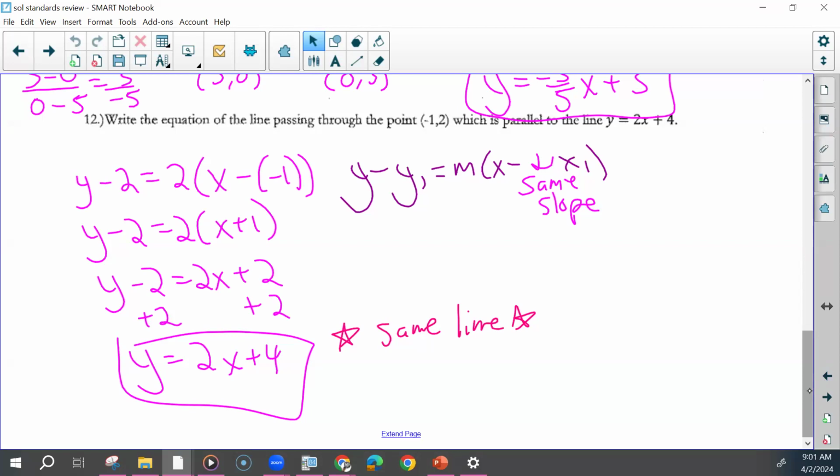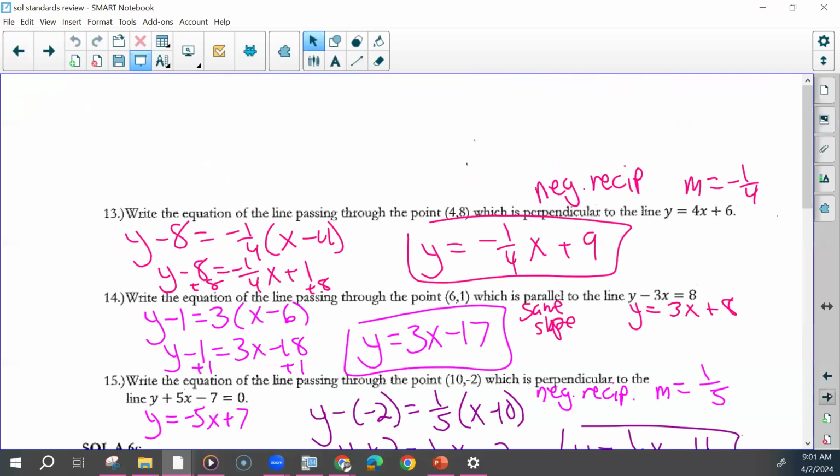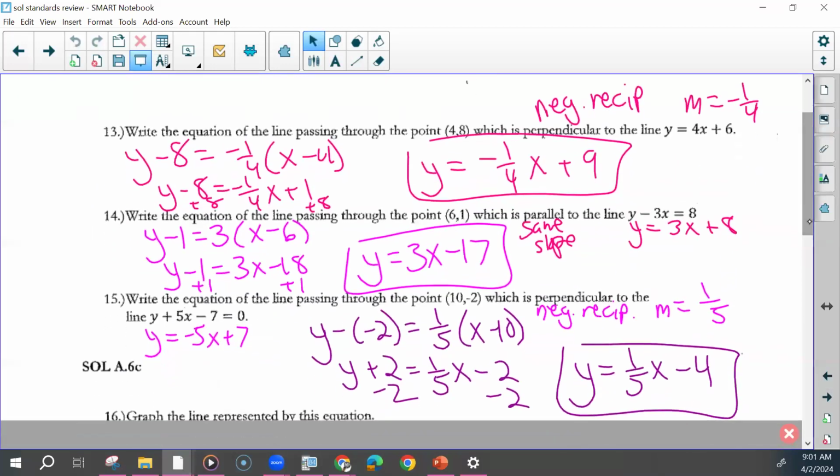Write those and we go to the next page. And then 13, y equals negative 1/4 x plus 9. 14, y equals 3x minus 17. And 15, y equals 1/5 x minus 4. I'm going to show you a couple of these in decimals in just a second.